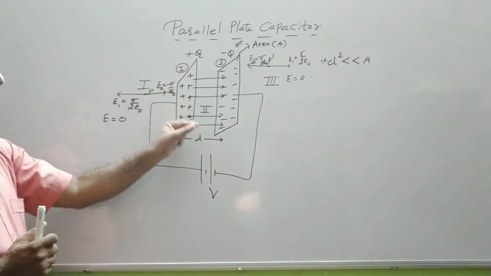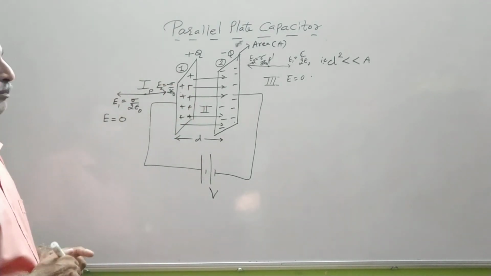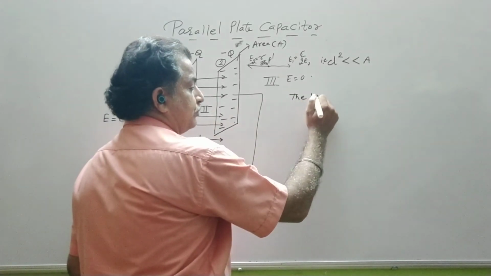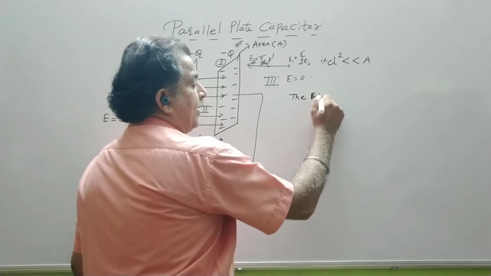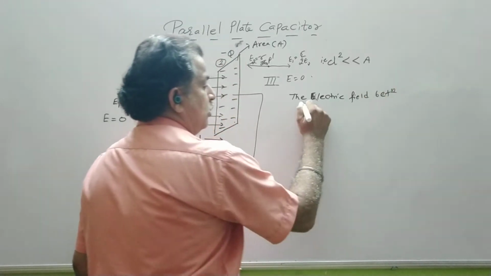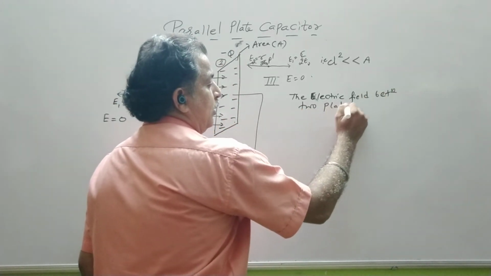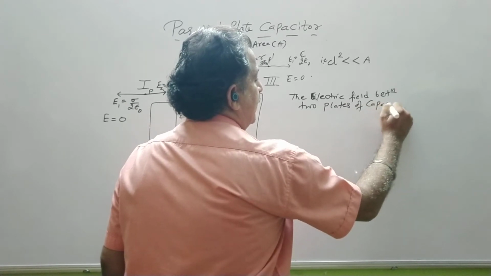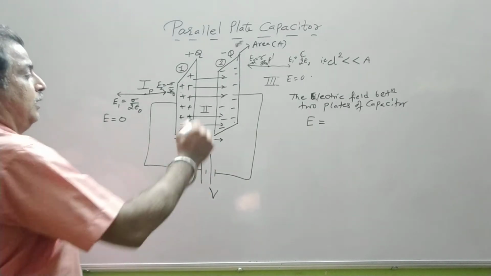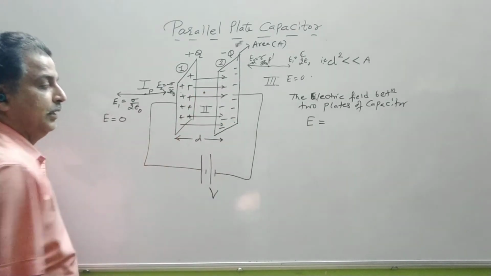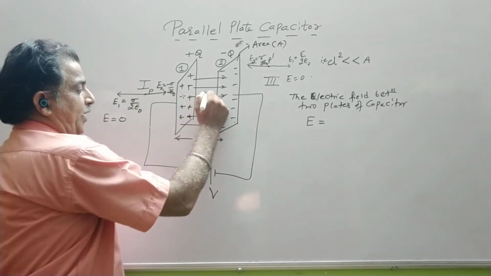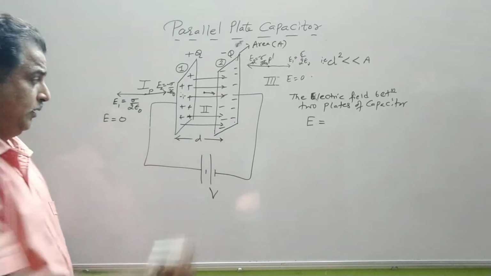Now let us find out the electric field intensity between the two plates of the capacitor. So the electric field between the two plates of the capacitor is E is equal to, now suppose I consider one point here. Now the electric field intensity due to this positive plate is along the x-axis say. So this is E1.